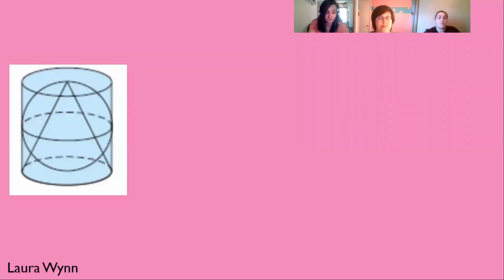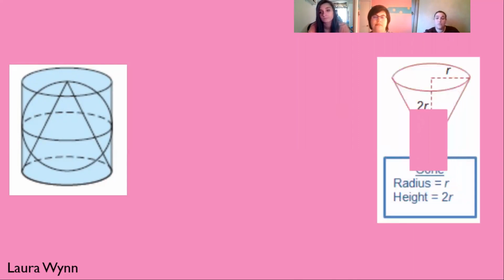All right, so with this shape that is given to us, we're going to pull out the circular cylinder cone from inside of it to find the volume of the cone. Here's the information it gives us.